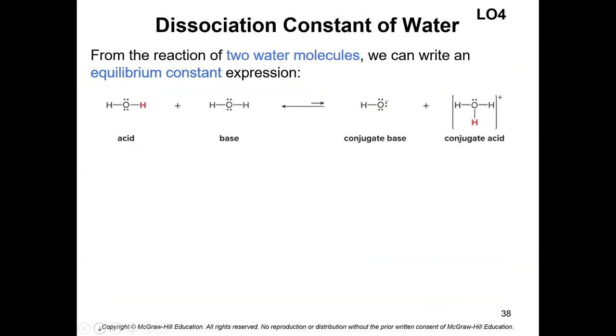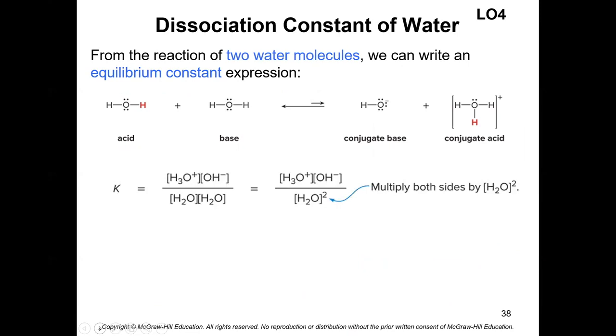So now what does this mean for its dissociation constant? From the reaction of two water molecules, we can write an equilibrium constant like we did for the acids. So the first thing we do is write our capital K, and then we write our products over our reactants. When water dissociates, it's going to form your hydronium and hydroxide ions, and then your reactants are going to be two water molecules. Because we have two water molecules here, we can go ahead and write a 2 as a superscript.